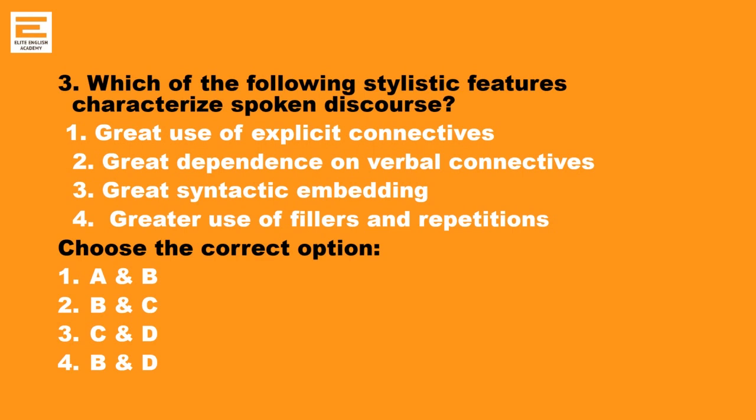For example, great use of explicit connectives. Connectives are individual words that help us in speech and writing. So great dependence on verbal connectives. See, when you write something, instead of using 'and', instead of using any connectives, you can just put a colon or semicolon, that will convey it. But in speech, you cannot use a full stop or comma like that. You have to use the connective. So 2 is one of the options, right?